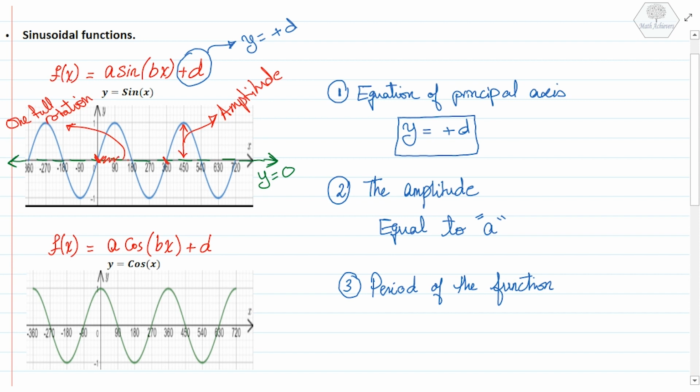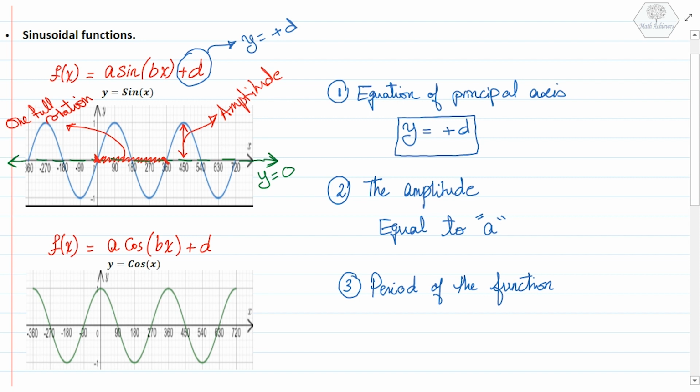This is the time needed, or the x value needed, for the function to complete one full rotation, because the function starts at 0, it goes up and down, and it goes down and up again, returning to the 0 again. So the x value needed for the function to complete one full rotation, I call it the period of the function.